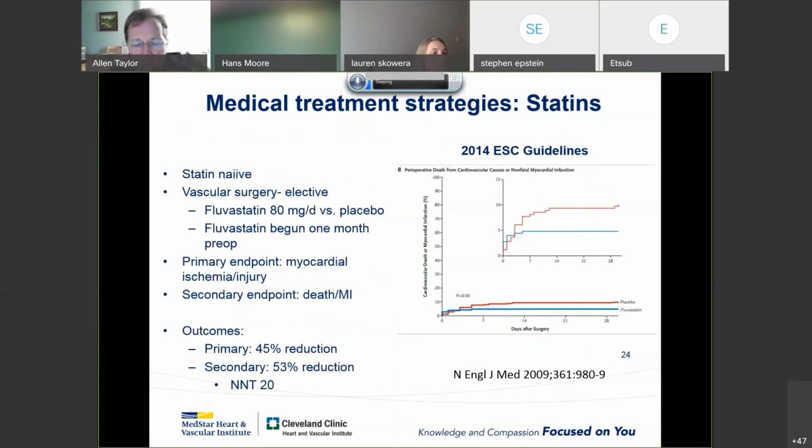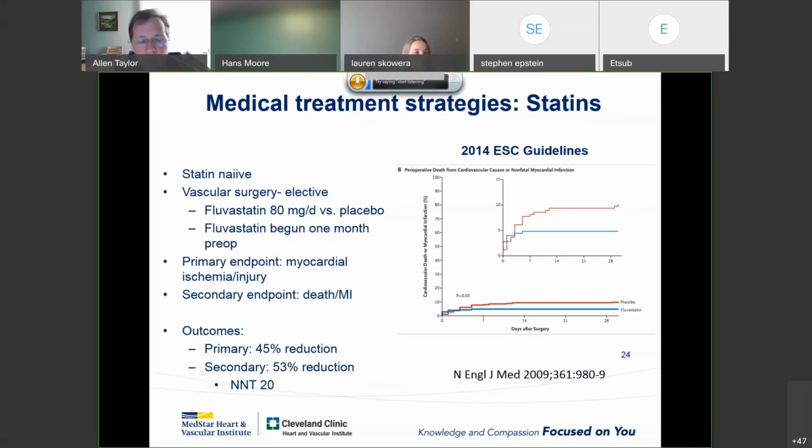What about statins? And statins, while ubiquitous, are never as ubiquitous as they could be. And there are some randomized data on whether statins reduce cardiovascular endpoints. This is probably, although small, one of the better studies on the topic, which was performed in statin-naive patients undergoing elective vascular surgery and randomized patients to high-dose fluvastatin versus placebo. Fluvastatin 40 milligrams would be equivalent to about 20 milligrams of atorvastatin. It was begun a month preoperatively, and that's an important point to make. Not something we typically do in a hospital-based practice.